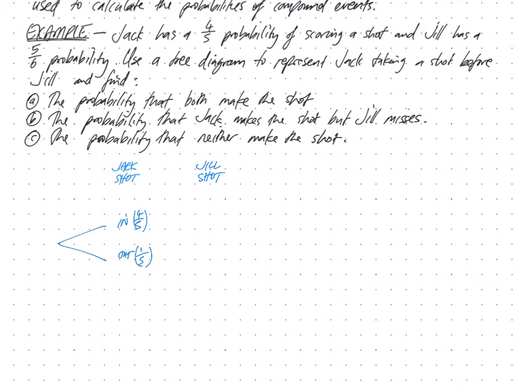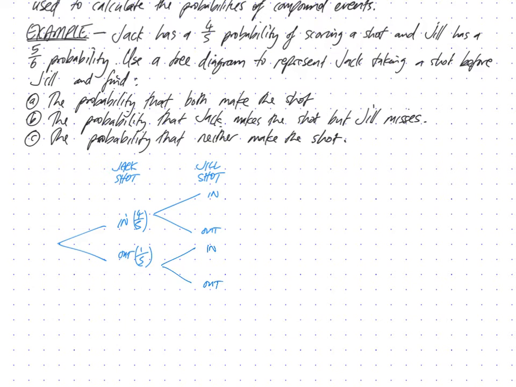After Jack's taken his shot, Jill takes her shot, and there are two things that could happen. It could go in or it could go out. But Jack also had two things that could happen. He could get it in or he could get it out. So we've done the branches for Jack getting the shot in and then Jill getting it in or out, but we haven't done the branches for when Jack misses and then Jill takes her shot. So in and then out. So what are the chances?